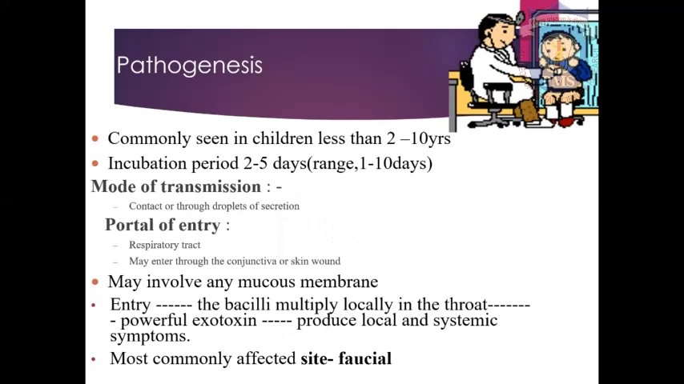Next, coming on to the pathogenesis, the mode of transmission. The main mode of transmission is through contact or through droplets of secretion. The portal of entry is through the respiratory tract, or the organism may enter through the conjunctiva or skin wound. These organisms also infect the mucous membrane. Upon entry, the bacilli multiply locally in the throat, produce a powerful exotoxin, and produce local and systemic symptoms. The most commonly affected site of diphtheria is the faucial site.